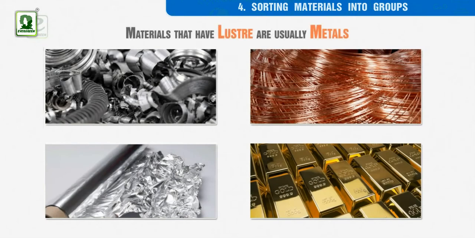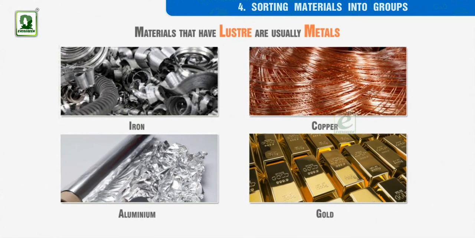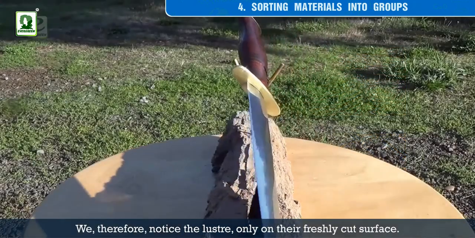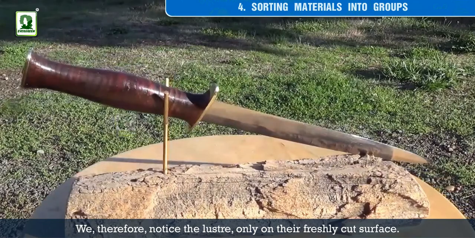Materials that have luster are usually metals. Iron, copper, aluminium, and gold are some examples of metals. Some metals often lose their shine and appear dull because of the action of air and moisture on them. We therefore notice the luster only on their freshly cut surface.